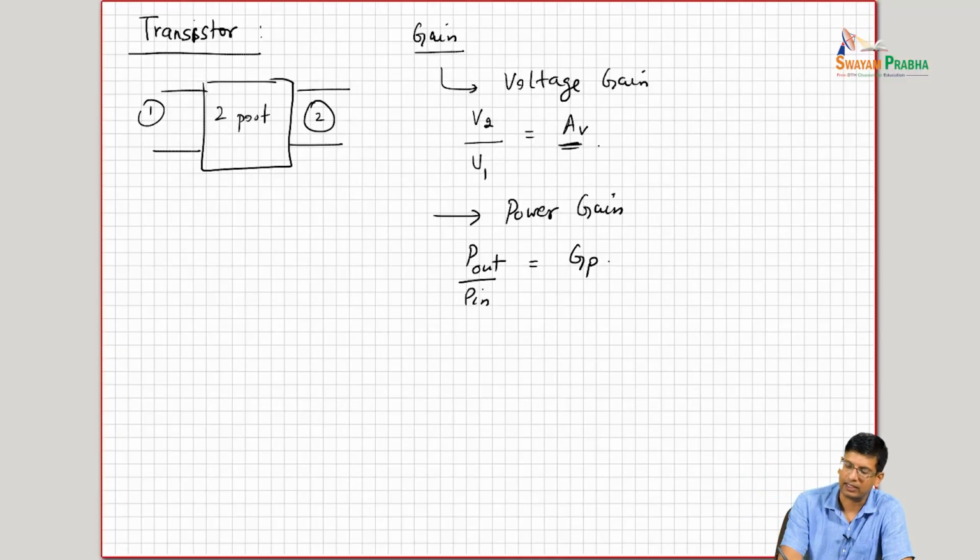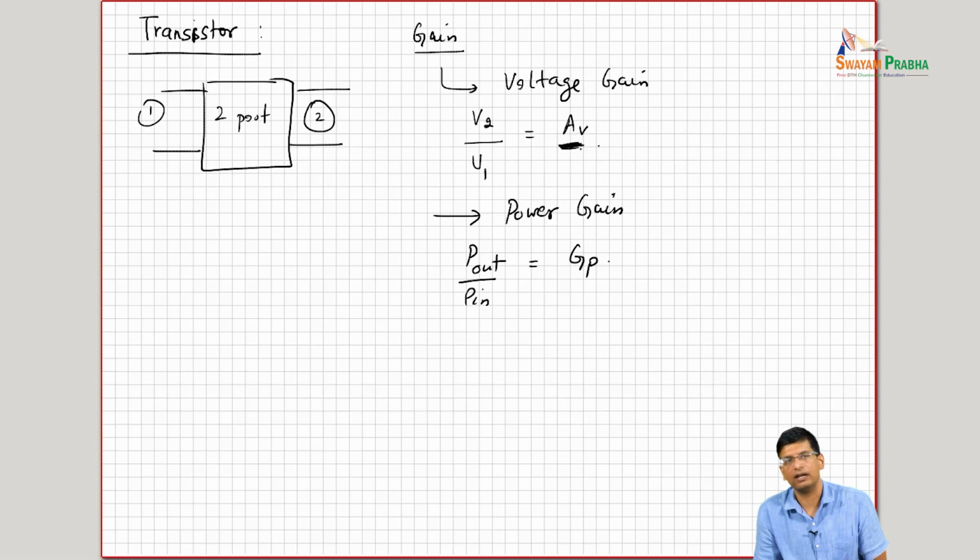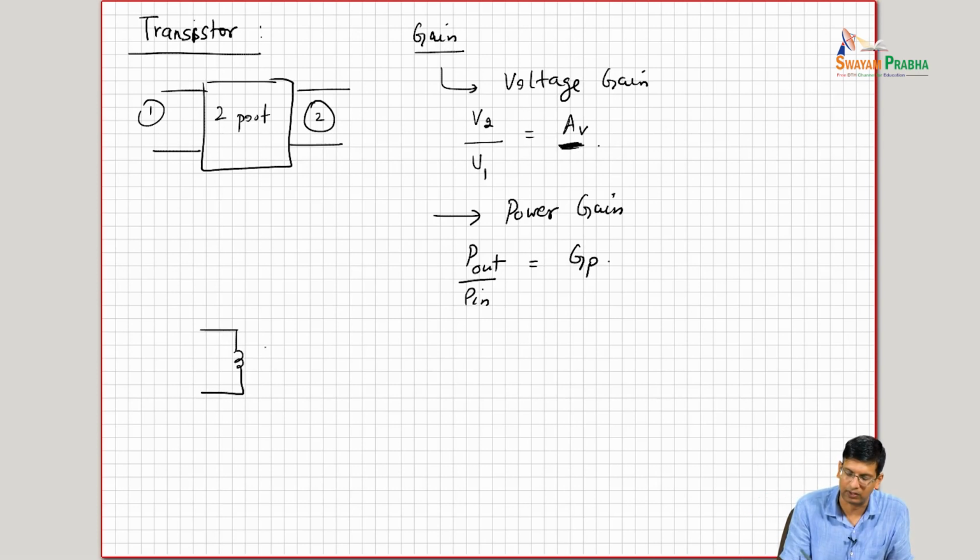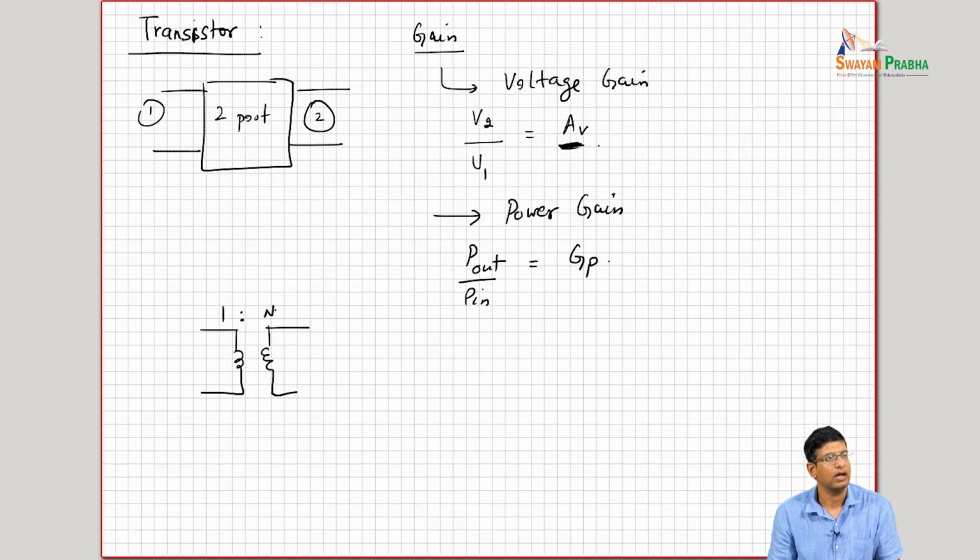Notice that for getting voltage gain, you don't really need to have power gain. As an example, we have a transformer. Let's say this is a 1:n transformer. You can get voltage gain from input to output. So this will be V1, this will be N times V1. So you can get voltage gain.